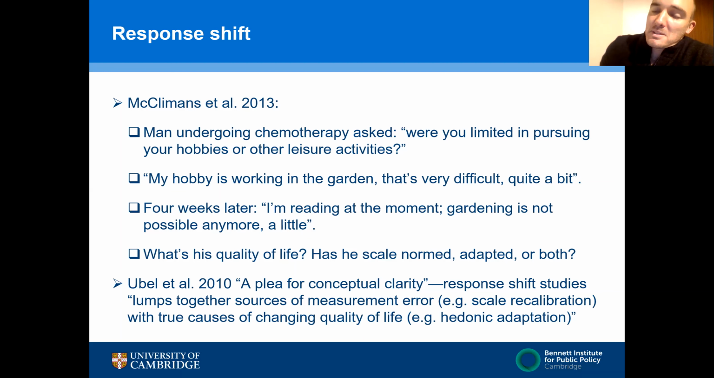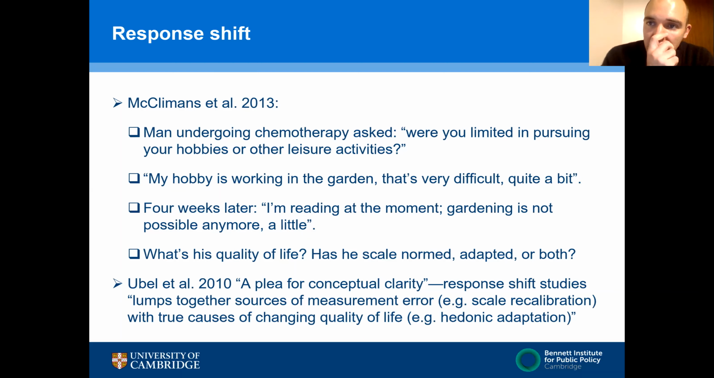And it did affect my personality and my character a lot. And I just can't imagine that that would be something that people adapt to quickly. Anyway, Ubel et al. then wrote a paper in 2010 making a plea for conceptual clarity in the response shift area, where they said that response shift studies lump together sources of measurement error, such as scale recalibration, with true causes of change in quality of life, such as hedonic adaptation.